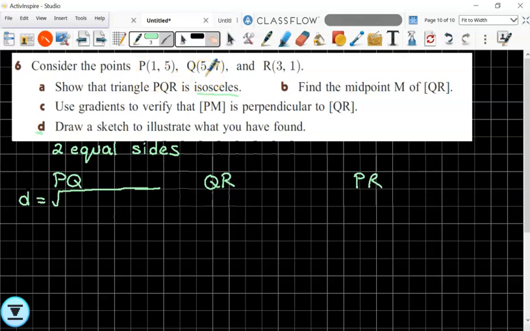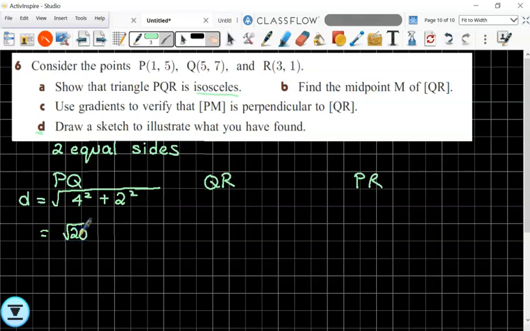So can you see? All I want is the difference of the x's squared. So I could go 1 take 5. I'm just going to go 5 take 1, so everything's positive. Not that it matters, because when you square a negative, you get a positive. 5 take 1 is 4 squared. 7 take 5 is 2 squared. So 16 plus 4, I get root 20.